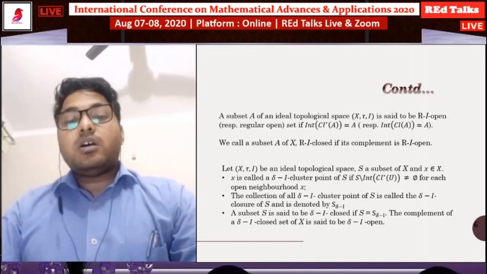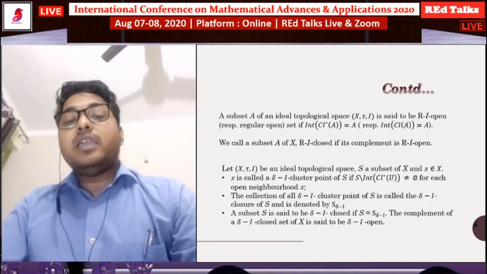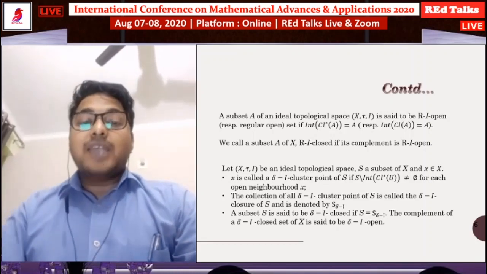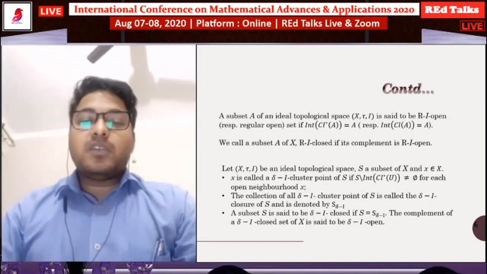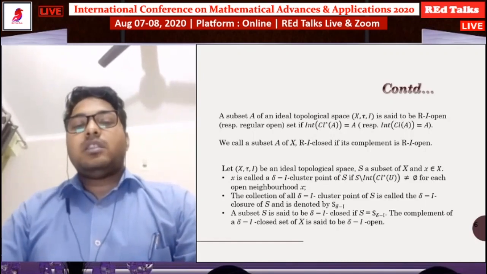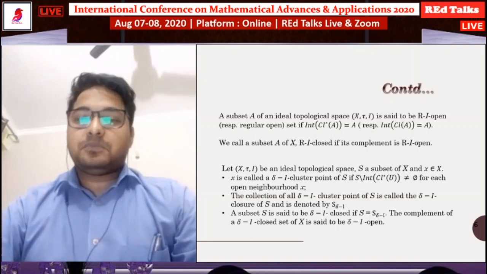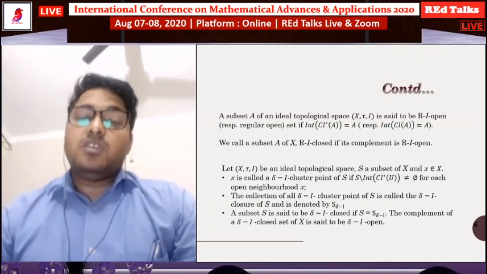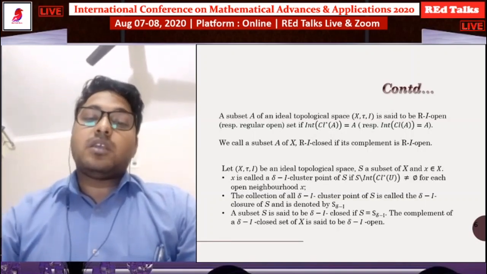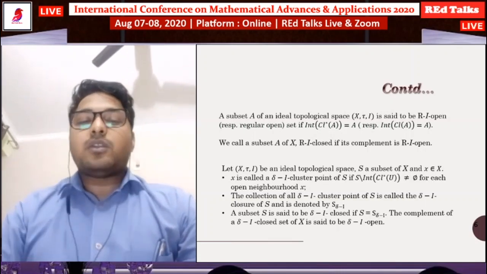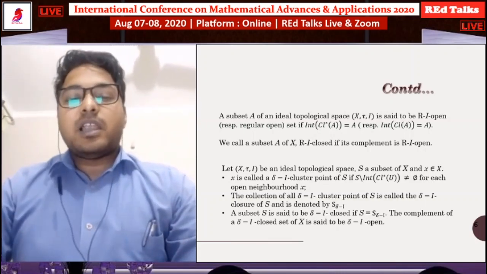We call a set A delta I closed when the delta I closure of A is equal to A. Then we call that set A a delta I closed set. And then we know the implication that the complement of a delta I closed set is delta I open.